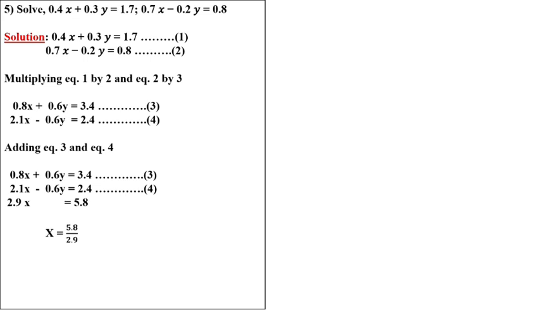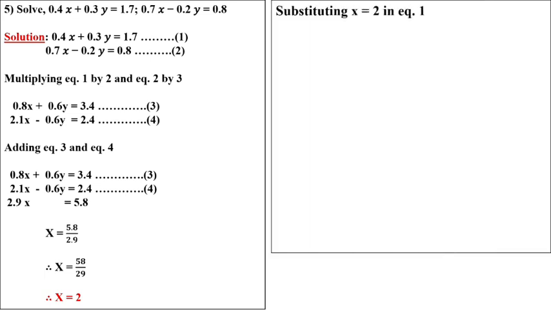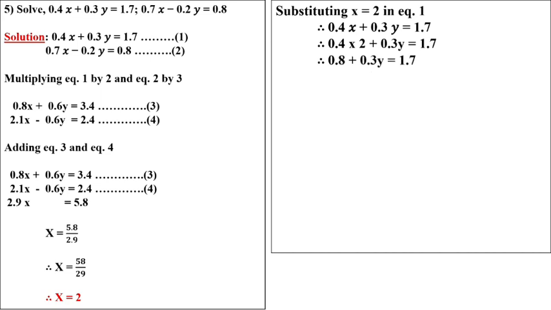Now decimal will remove from both the sides. Numerator and denominator we get 58 upon 29. 29 1s are 29, 29 2s are 58. It means x value is 2. Same way we will do substituting x equal to 2 in equation number 1. In the equation number 1 we have 0.4x plus 0.3y equal to 1.7. Now 0.4 multiplied by 2 because x value we got 2, plus 0.3y equal to 1.7. 0.4 multiplied by 2 we get 0.8 plus 0.3y equal to 1.7.